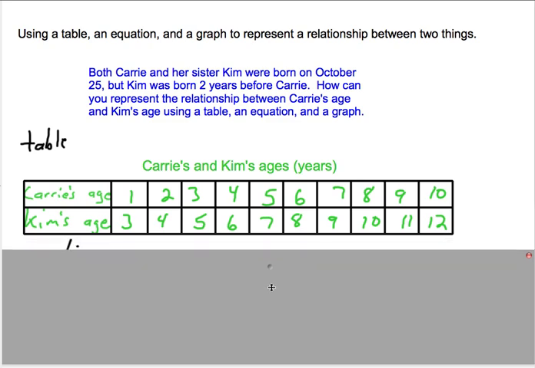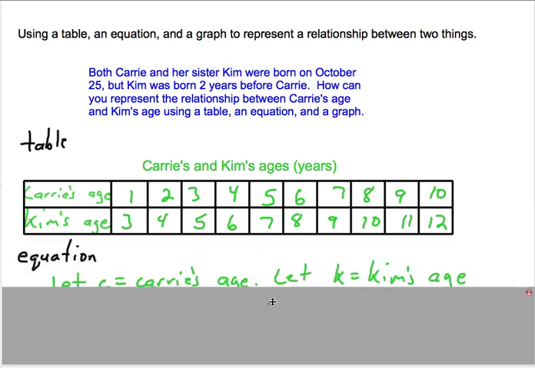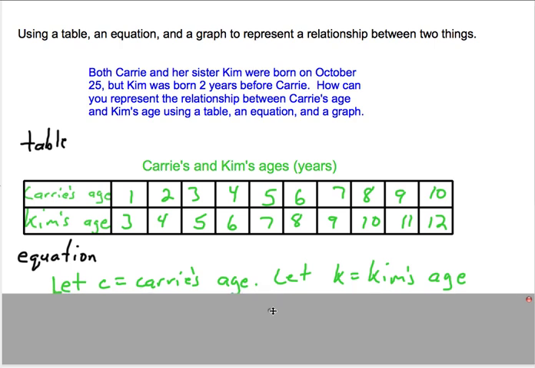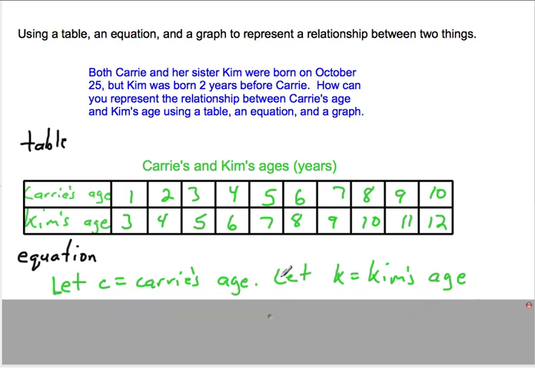Now, if we want to use an equation, first of all, we need to set up our variables. Anytime you use an equation, you have to set up your variables. I like to use variables that are obvious, that show what they mean. Some people like to use x and y, but I recommend against that. So we're going to let c equal Carrie's age, because c is the first letter in Carrie's name, and k equal Kim's age, since k is the first letter in Kim's name.